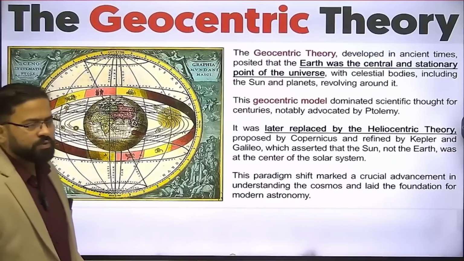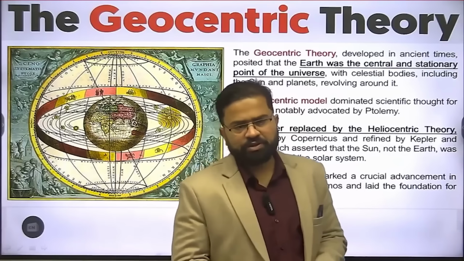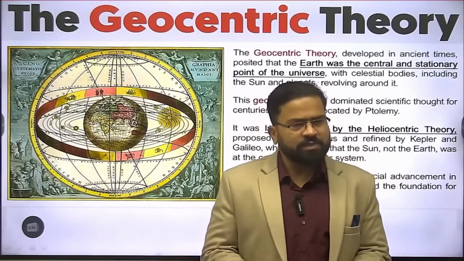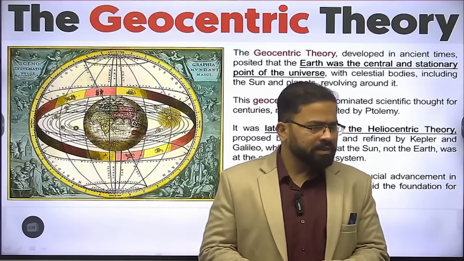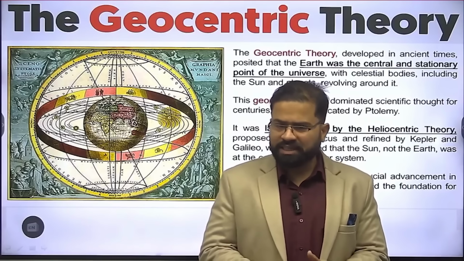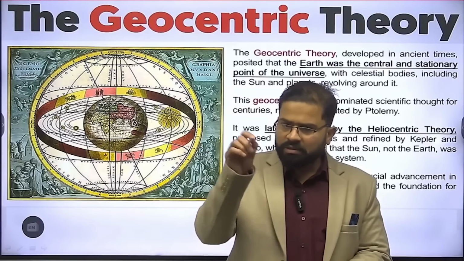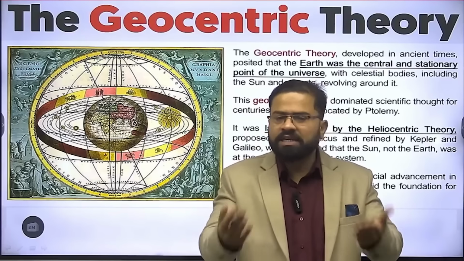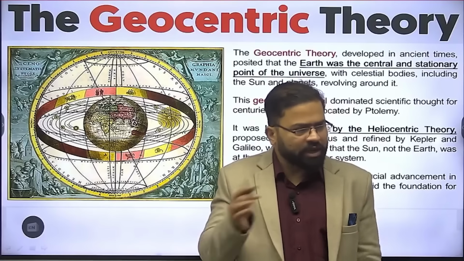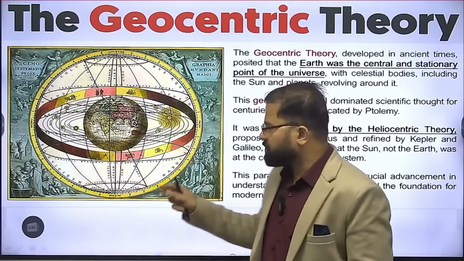Now we are going to study the different theories. The first propounded theory is the Geocentric theory. This particular model was propounded by Aristotle. He stated that in the geocentric model, Earth is at the center, and all other planets, including the Sun, revolve around the Earth. Geocentric means Earth-centric.